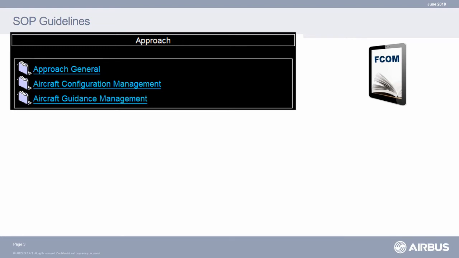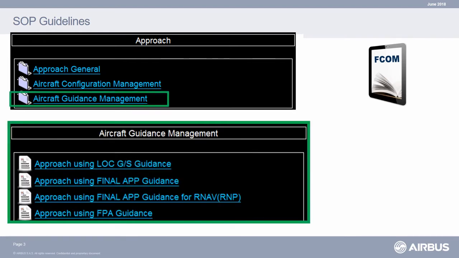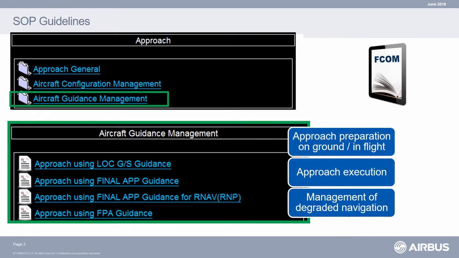And we have a chapter called Aircraft Guidance Management, and in this chapter you will find the procedure to fly a dedicated guidance mode. And for each guidance mode, you can fly several approach types. In each procedure dedicated to a guidance mode, you will find the preparation of the approach on ground and in flight, the way to fly the approach, and a chapter called Management of Degraded Navigation that provides you with the conditions to abort the approach during the final descent.